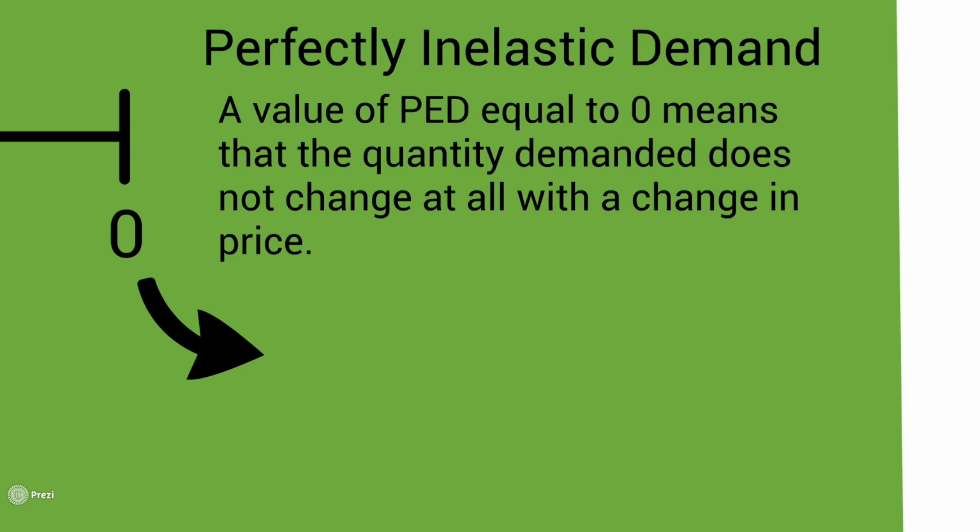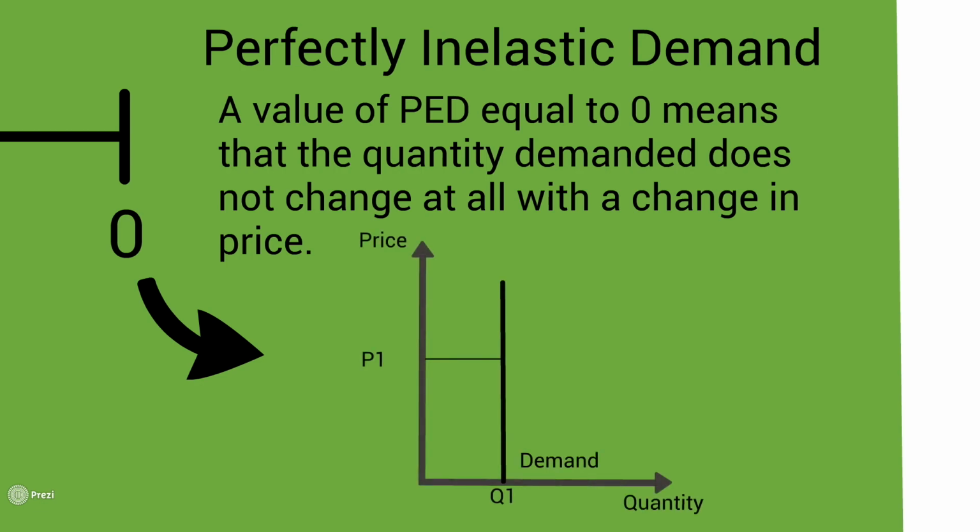With perfectly inelastic demand, the demand curve is vertical. With a price of P1, a quantity of Q1 will be demanded. When the price falls to P2, the same quantity will be demanded. Q2 is the same as Q1. The quantity demanded would still be Q1 or Q2 if the price was to rise above P1. So whatever the price is in the market, the same quantity will be demanded.